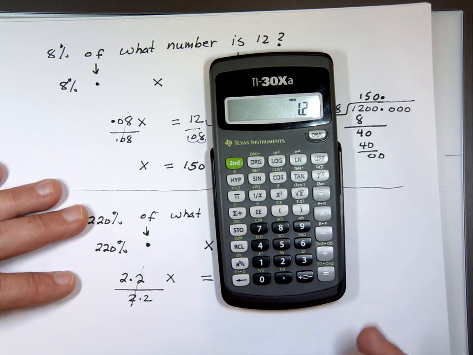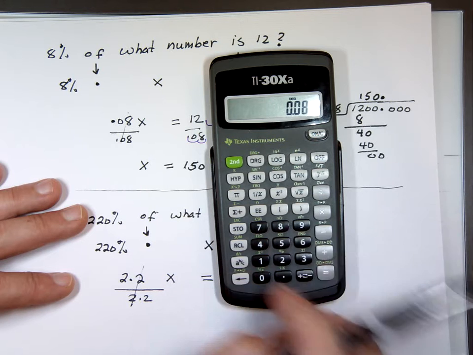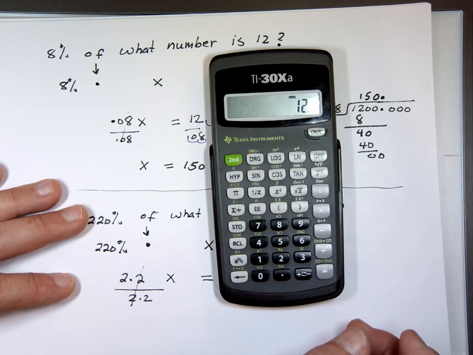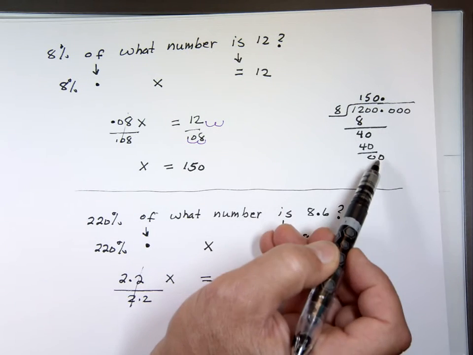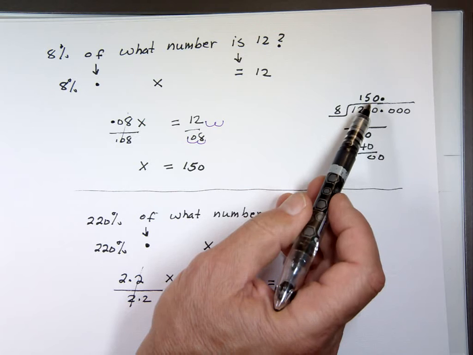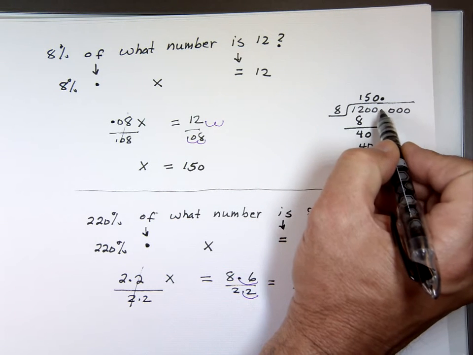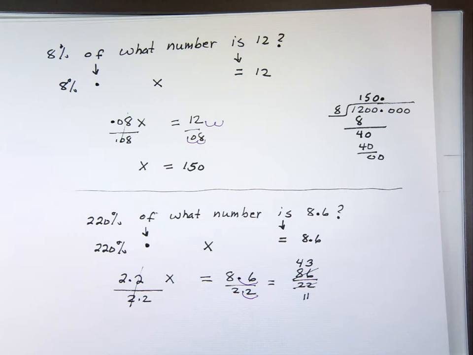That's 1.2. But if I go 0.08 times 150 is 12. So you have to put the 0 there because the remainder is 0, but 0 divided by 8 is still 0. If that 0 was at the end after the decimal point, I don't put it. But before the decimal point, you have to fill that location. That's a 0.